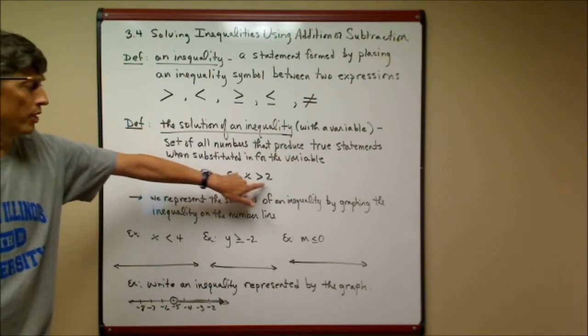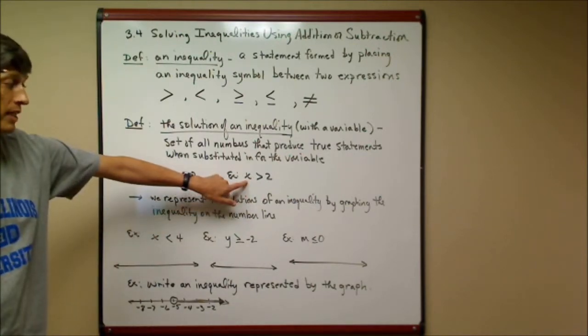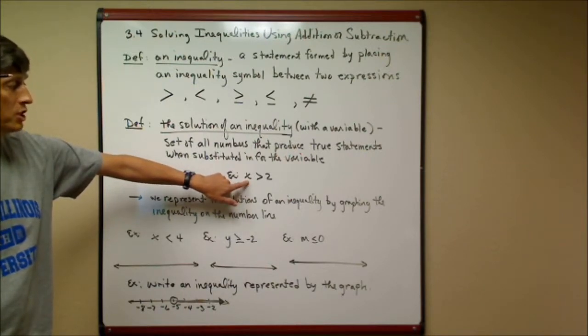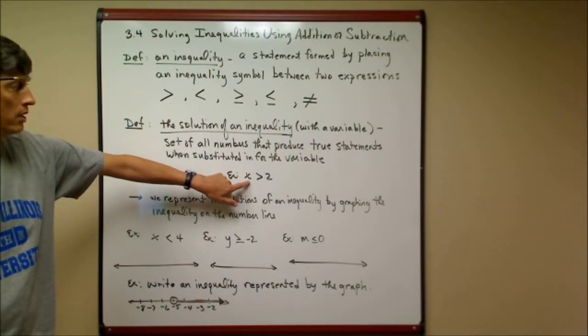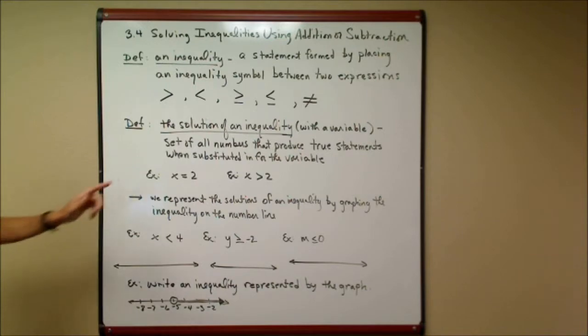This says x is greater than 2. There are lots of numbers greater than 2. I could substitute x for 3, or 10, or 1,000. There are infinitely many solutions to this inequality. And because of that, typically we represent solutions of inequalities by graphing the inequality on a number line.